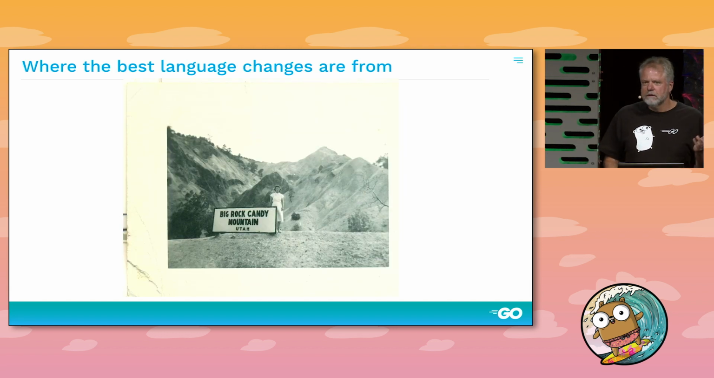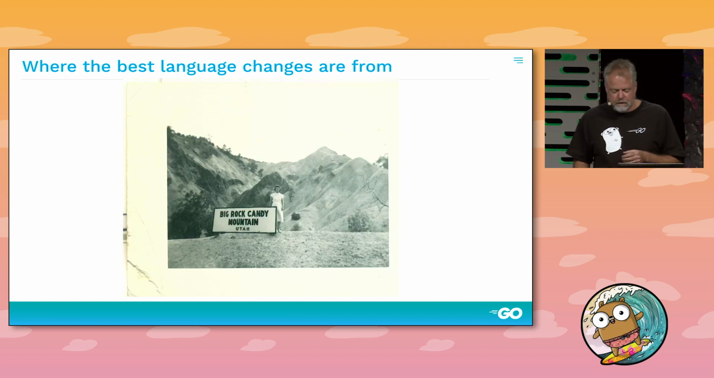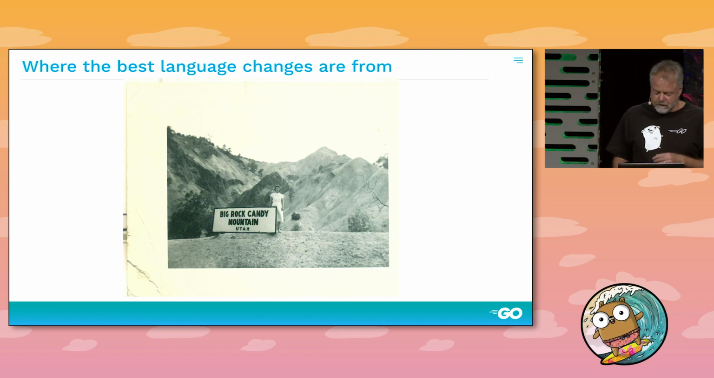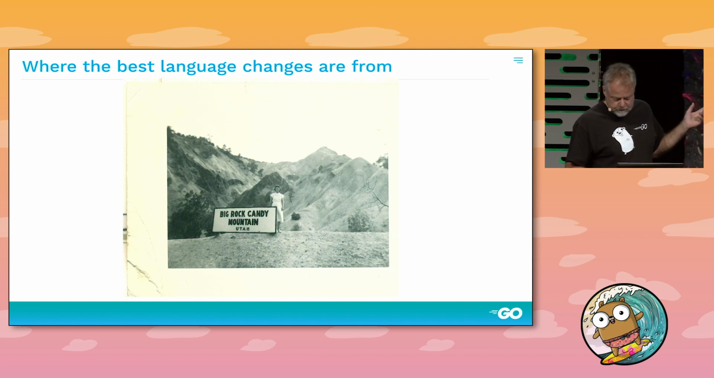But generics do not come from the Big Rock Candy Mountain, the land where the sun shines every day over the lemonade springs. And by the way, for those who know the song, turns out Big Rock Candy Mountain's a real place. It's in Utah.